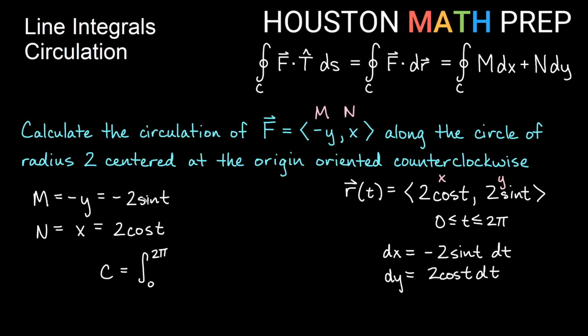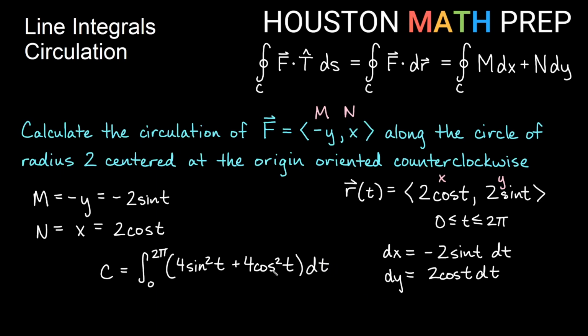So M dx is going to be negative 2 sine t times negative 2 sine t again, so that's going to be 4 sine squared t. And then the N dy part, so plus N dy, I have 2 cosine t and another 2 cosine t, so that's 4 cosine squared t. Factoring out the common dt's, I'm just going to write it at the end, dt.